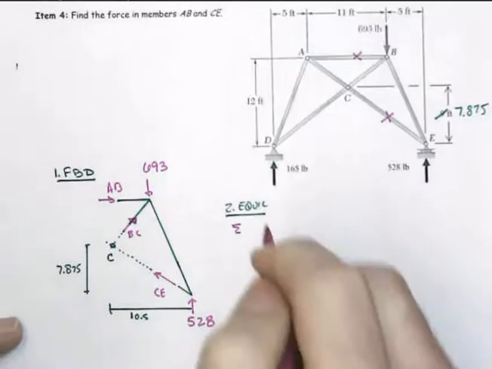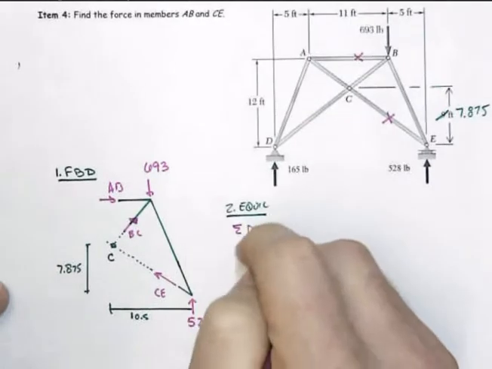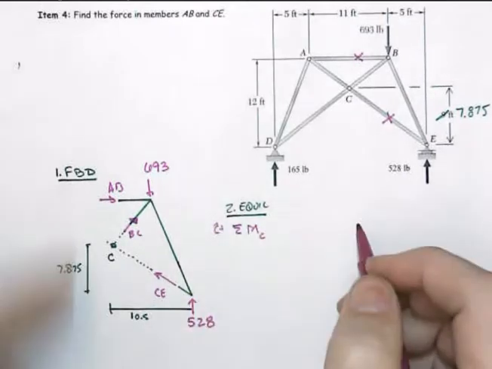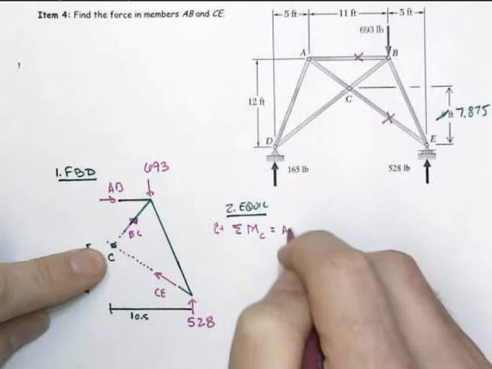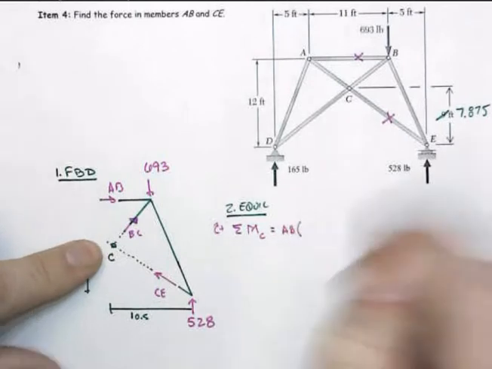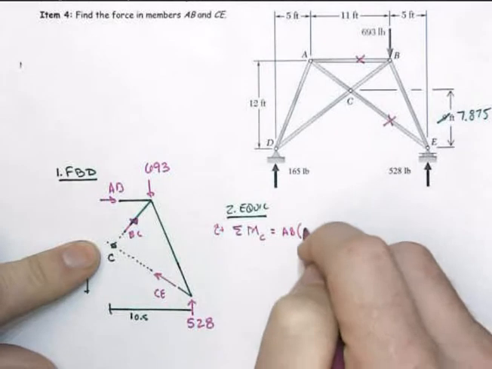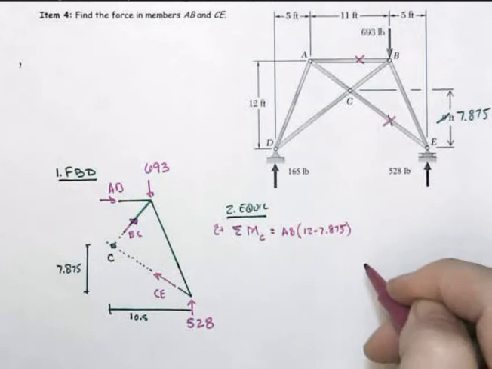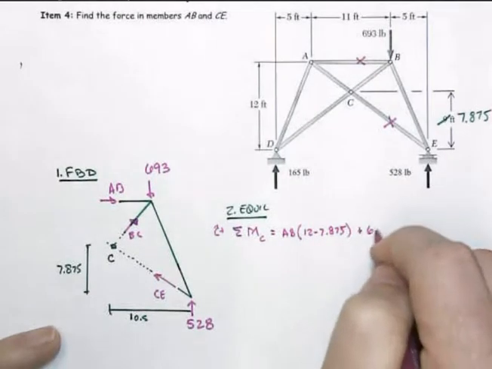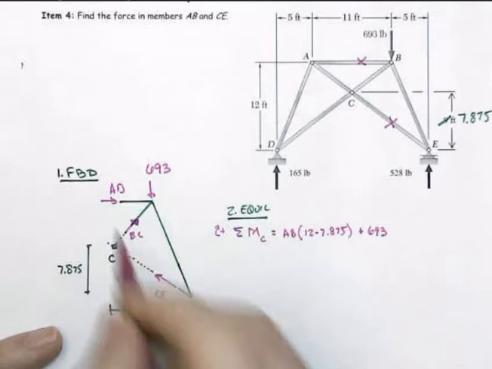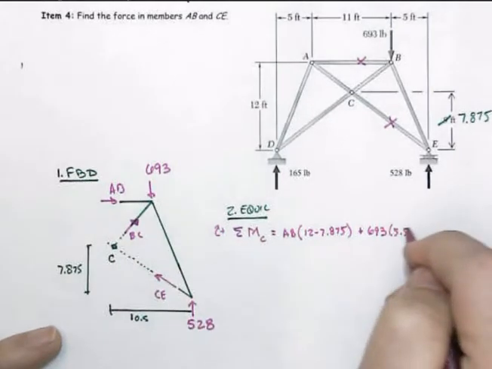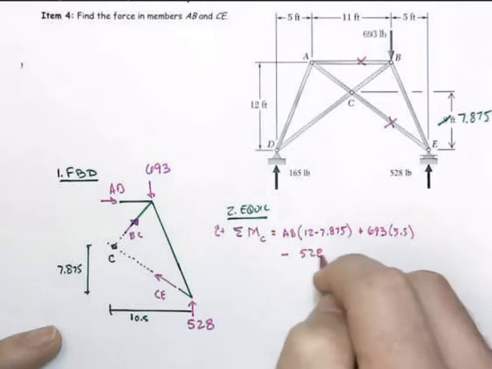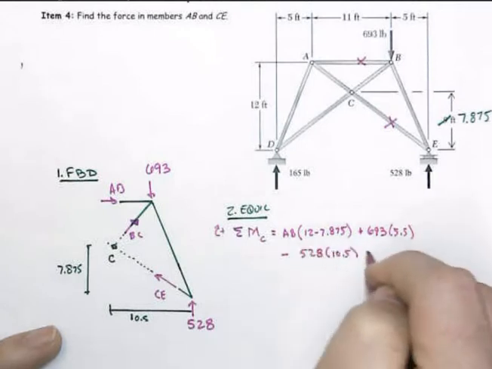Sum of moments about point C, let's take clockwise positive. We have AB times its, well, I guess that distance does matter. That's going to be 12 minus 7.875 feet, right? And then plus 693 times its moment arm over, that was 5.5 feet, right? Then minus 528 times moment arm of 10.5, all set equal to 0, right? So let's see what this works out.